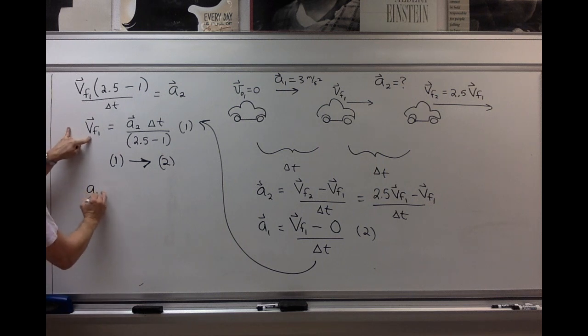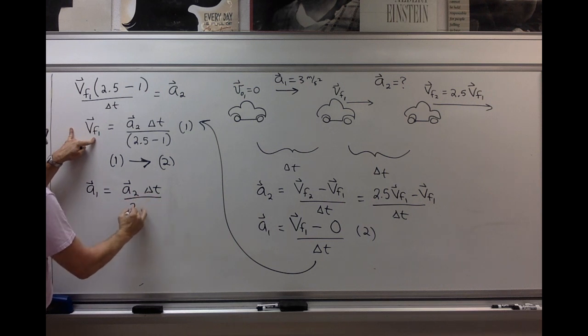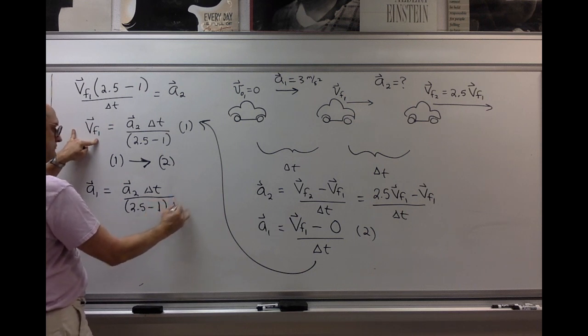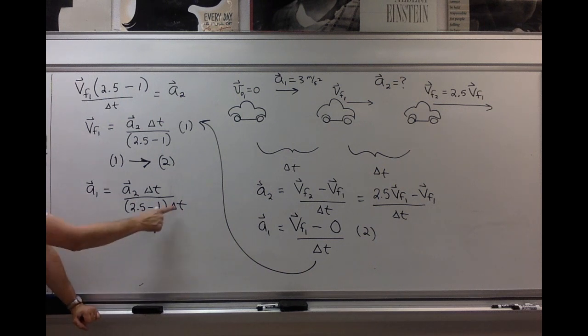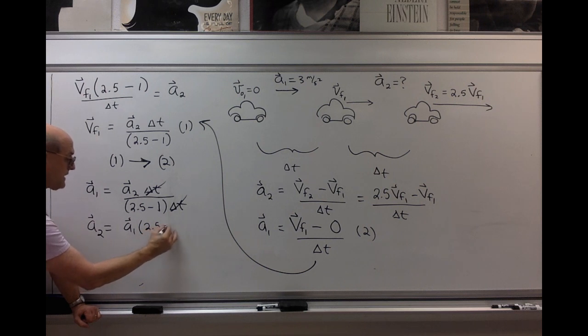So here we go. Acceleration 1 is equal to... And yes, delta t appears on both sides. Actually, delta t is in the numerator on this side and the denominator, so that gets kicked out of town. So we have that a1... actually, we're going to solve for a2, that's the unknown, is equal to a1 multiplied by 2.5 minus 1.